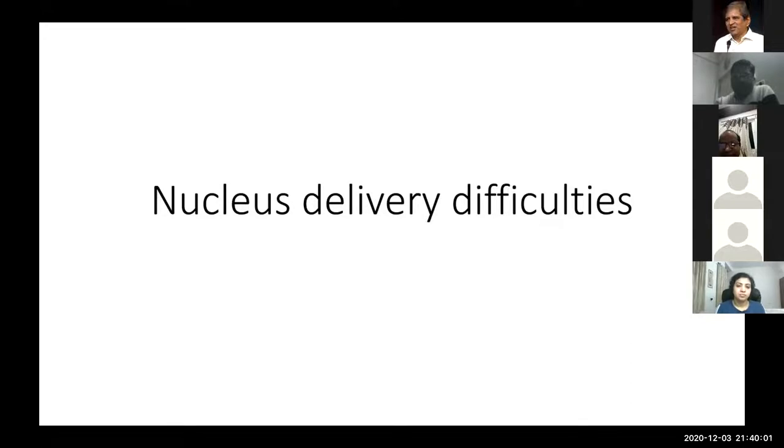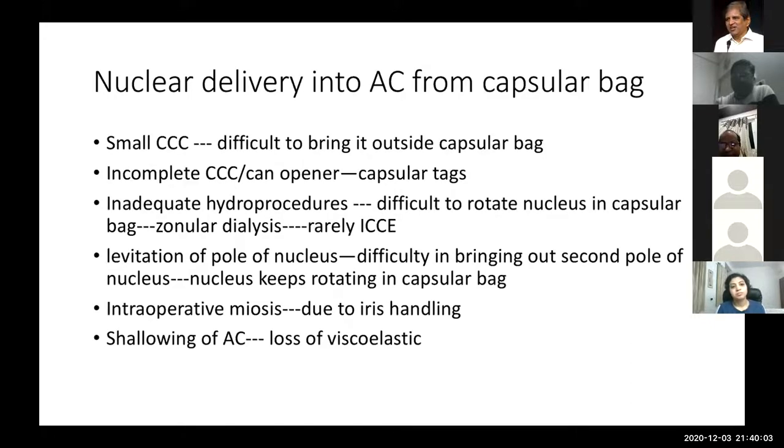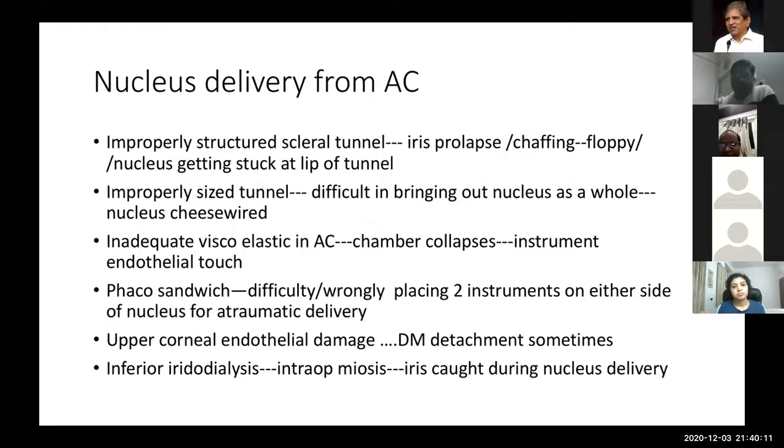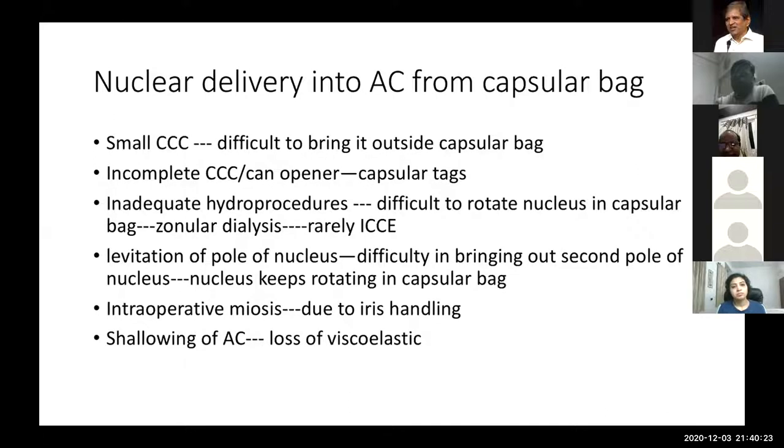See, it has to be categorized into two categories. One is delivering the nucleus from the capsular bag into the anterior chamber. That is one part of the nucleus management. Second is delivering the nucleus from the anterior chamber outside. These are the two headings I would like to discuss. The first one is delivering the nucleus from the capsular bag into the anterior chamber.